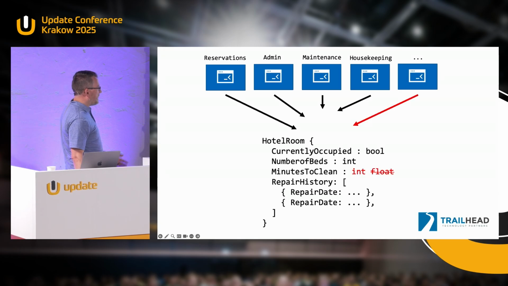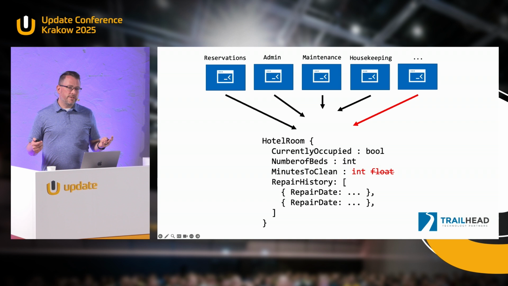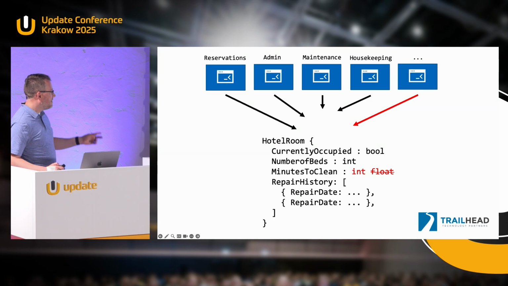But now imagine that the 5th microservice team over there looks at the minutes to clean and says, you know, we don't really need that to be a float. That's too much accuracy. We just really need an integer number of minutes to know how long it's going to take. And so they go ahead and change that, and they say, we're the only ones that use this, so that should be fine.